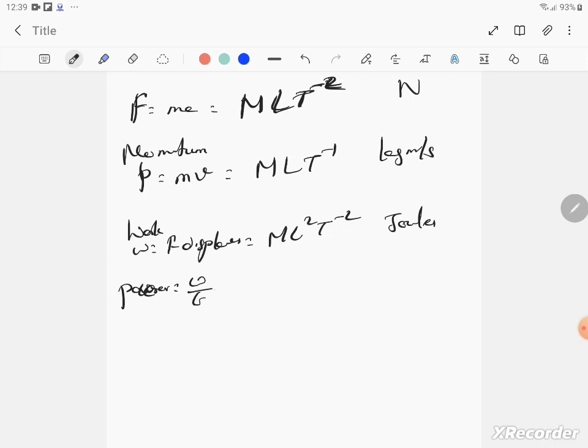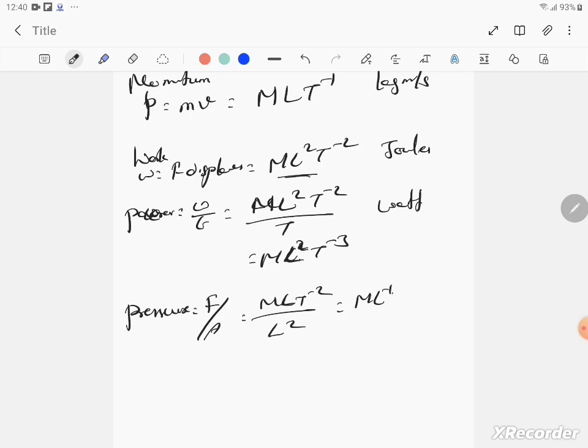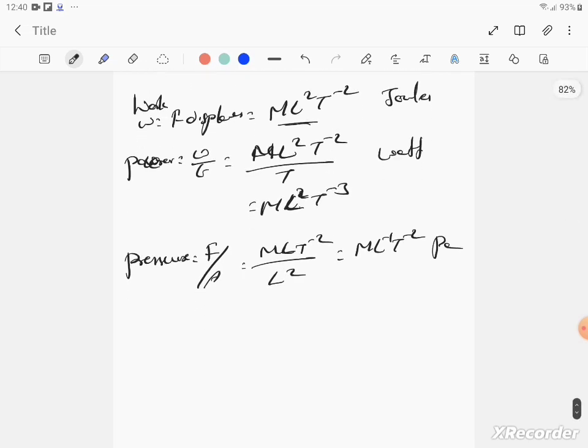Sorry about my bad handwriting. Work done is already ML square T to the power minus 2, by T. Therefore, the dimensional formula of power is ML square T to the power minus 3. And the SI unit is watt. That's about power. Then pressure. Pressure is force by area. Force is MLT to the power minus 2, and area is L square, L into L, length and length. So it's ML to the power minus 1, T to the power minus 2. And the SI unit is Pascal, Newton per meter square, which is Pascal. So that's about pressure.